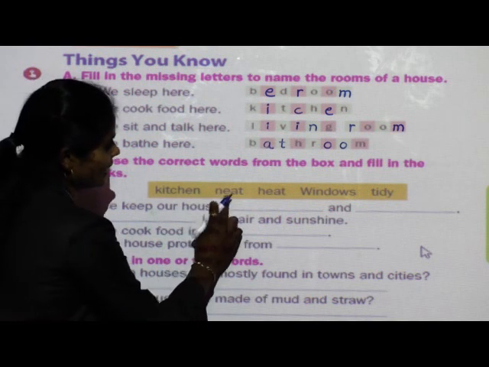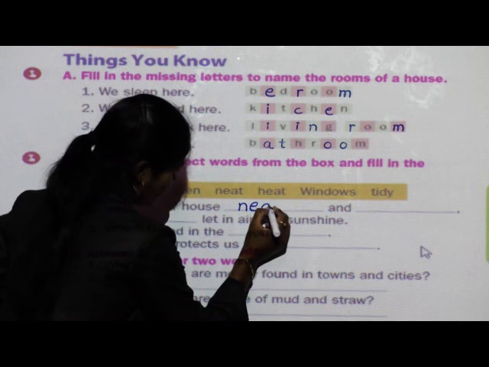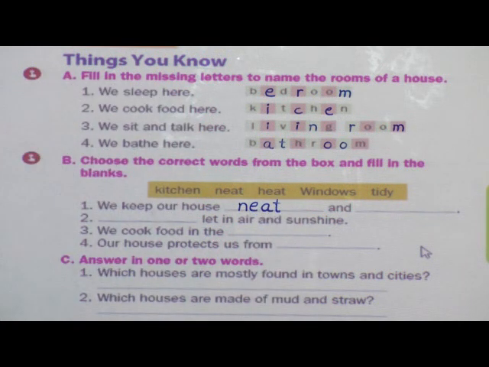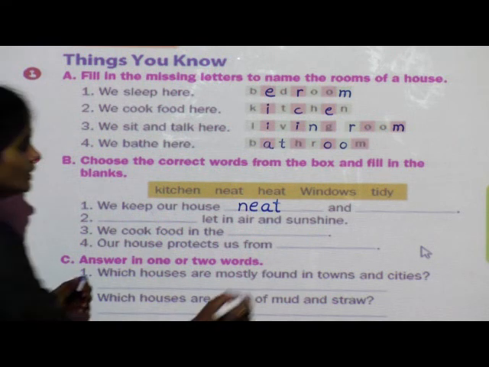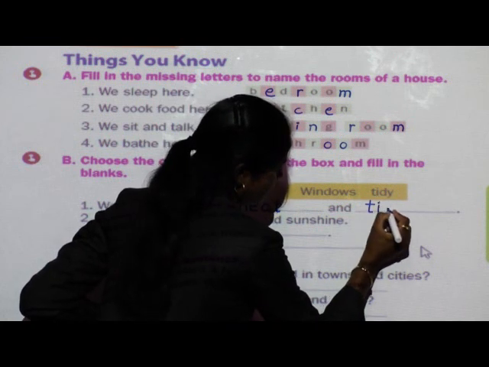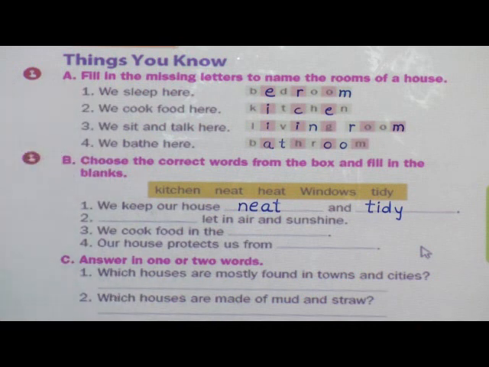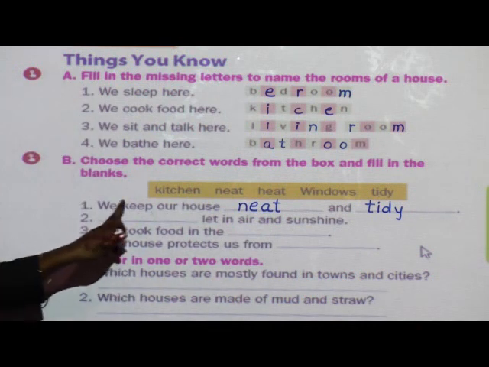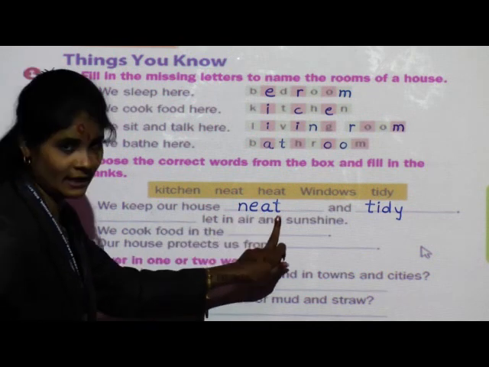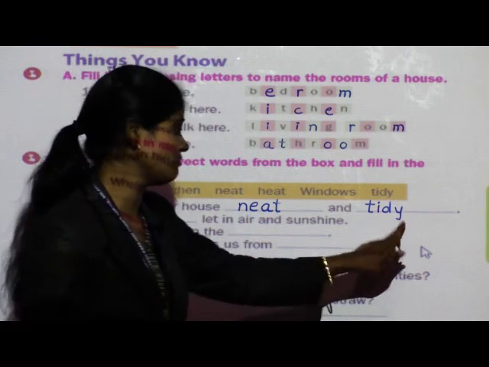Correct. So what is the spelling of neat? N-E-A-T. Neat and tidy. T-I-D-Y. Tidy. Done. We keep our house neat and tidy.